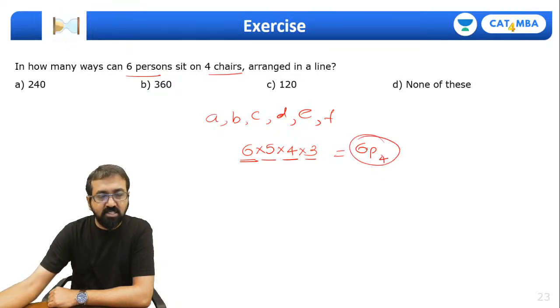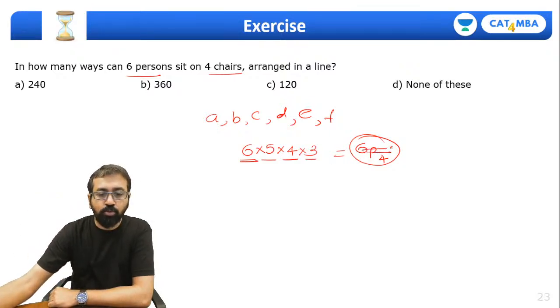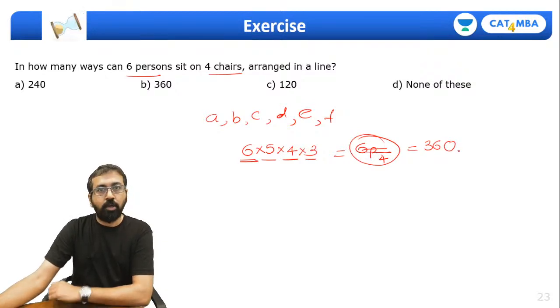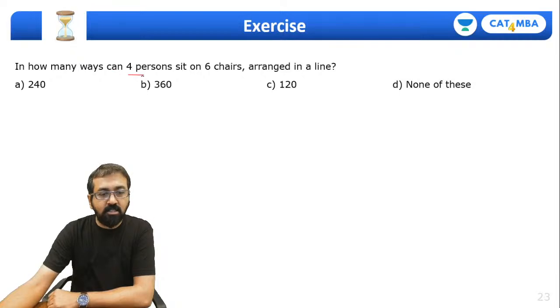So we will discuss this thing once again when we discuss permutation, but simply if I want to write, I'll say this answer is 360. Very simple. So I hope all of you understand. In fact, if I ask you this question, how many ways can 4 persons sit on 6 chairs?